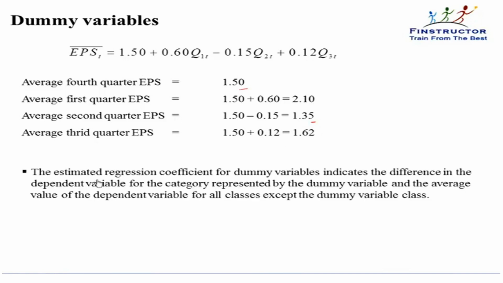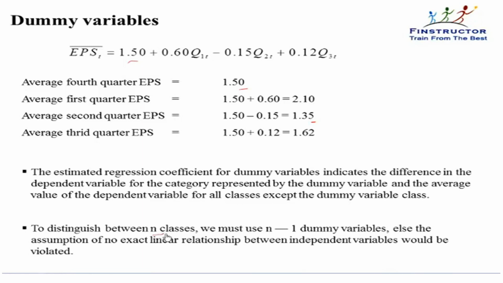So remember, the estimated regression coefficient for the dummy variables indicates the difference in the dependent variable for the category represented by the dummy variable and the average value of the dependent variable for all classes except the dummy variable class. So this is the fourth class. So the average value of all classes except the dummy variable class is 1.5, and this coefficient represents the difference from this value.